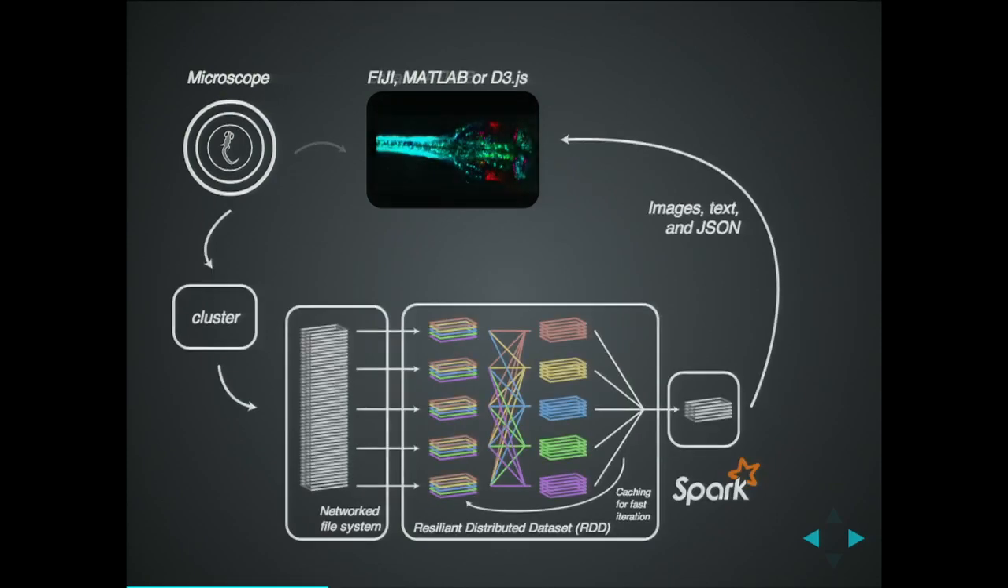So we built a new workflow for analyzing these data. We implemented Spark on the cluster we have at Janelia. And in this new workflow, our data come directly from the microscope to the cluster. We then use Spark to do a variety of different kinds of analyses on them and spit out results in a variety of different formats, images, JSON, other things, that we can then visualize or examine in various downstream applications.